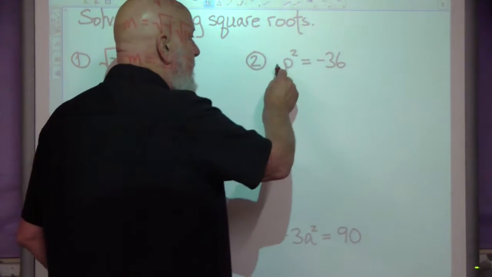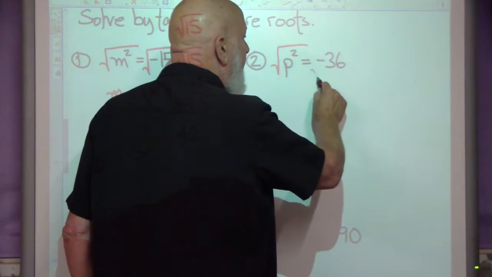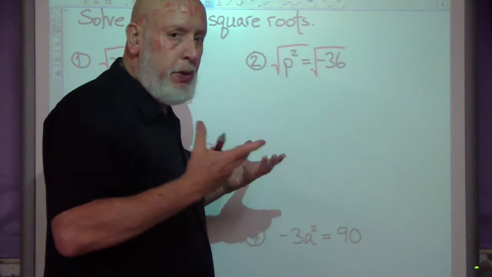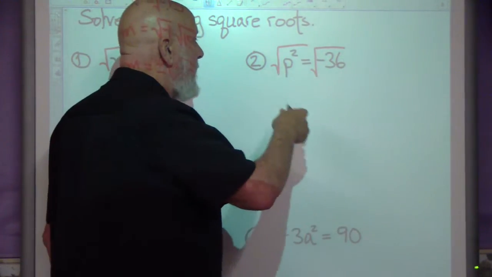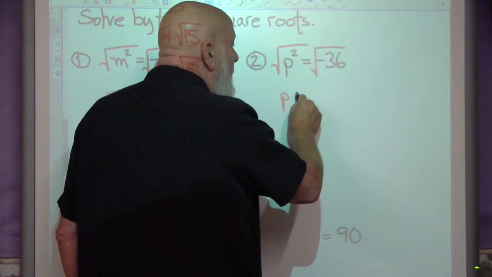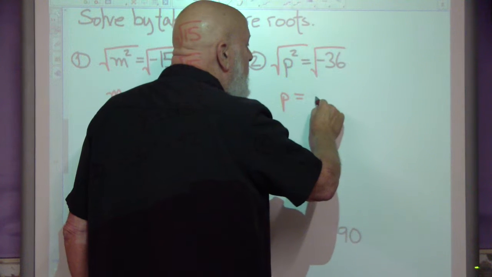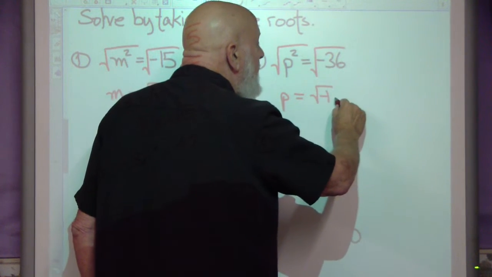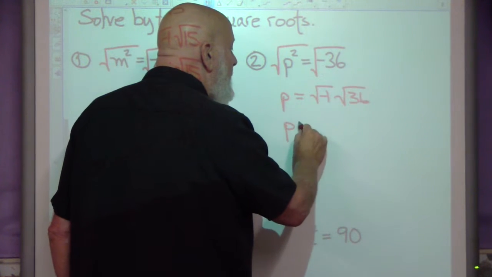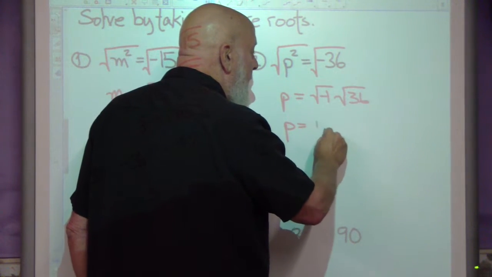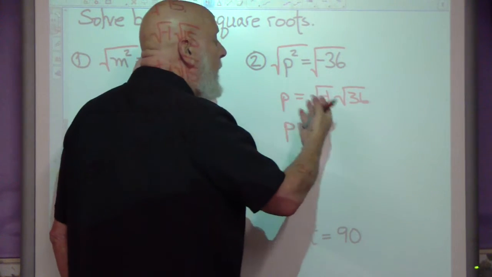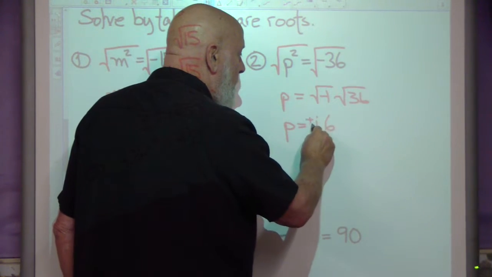So let's take a look at this one. I'm going to take the square root of both sides. Again, I'm looking for a number I can multiply by itself that will give me negative 36, and there is no such real number, so we go to the imaginary numbers. And I think of this as p equals the square root of negative 1 times the square root of 36. Well, the square root of negative 1, by definition, is i. The square root of 36 is 6, and we've got to include the positive and negative roots.